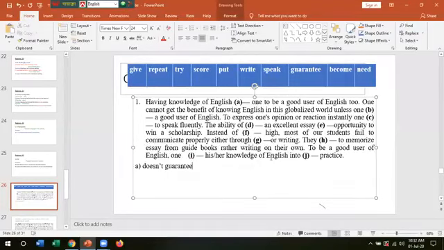Unless one becomes... Good. Express one's opinion or reaction instantly, one needs to speak fluently. Needs. Good. One needs.